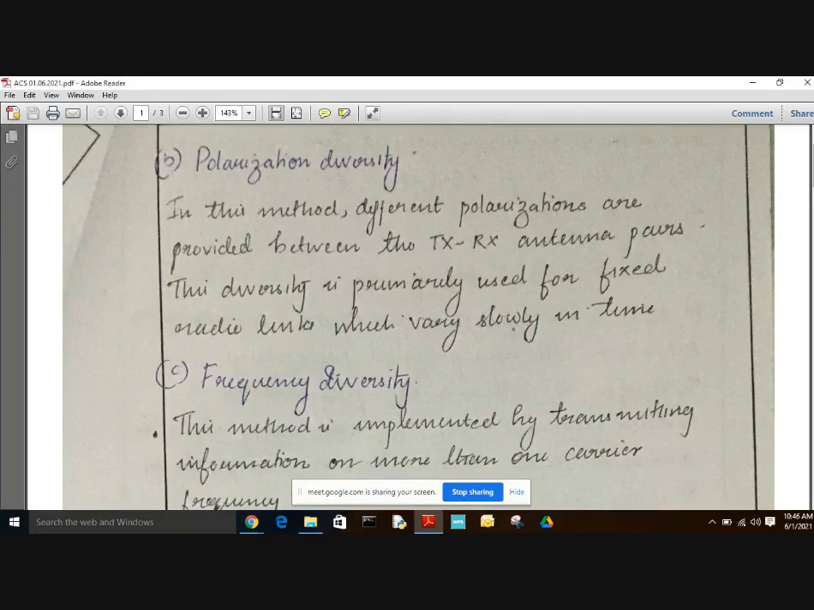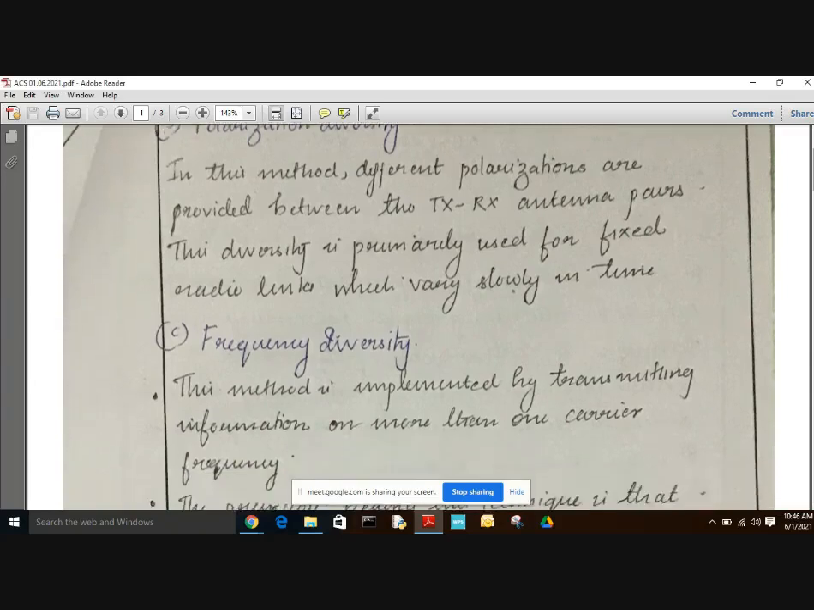In polarization diversity, the signal is transmitted by a pair of polarized antennas, and it is also received by another pair of polarized antennas. So in the receiver and transmitter, we are using a pair of polarized antennas. Usually circular and linearly polarized antennas are placed, and this is about polarization diversity. This diversity is primarily used for fixed radio links which vary slowly in time.